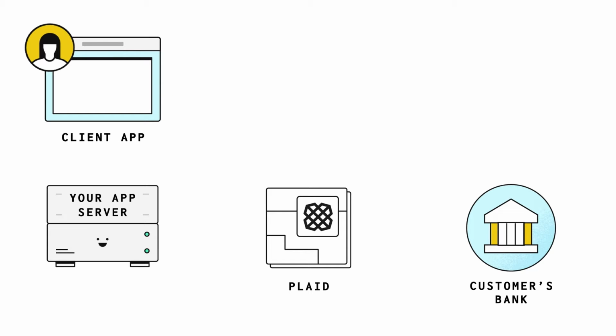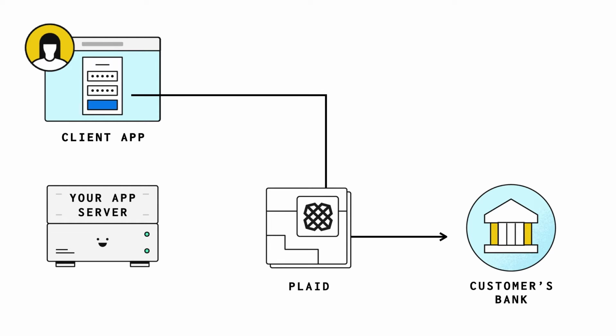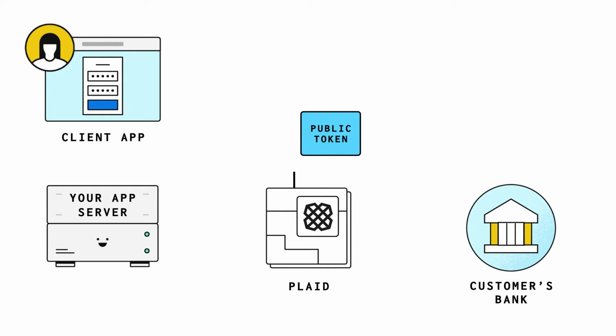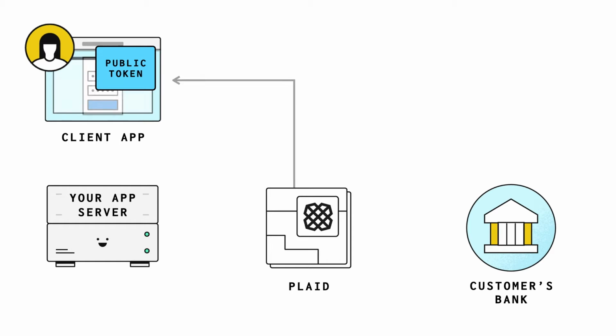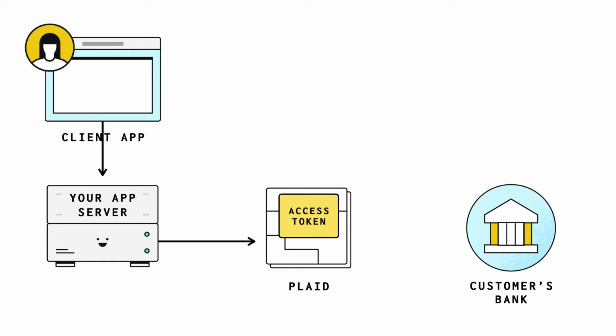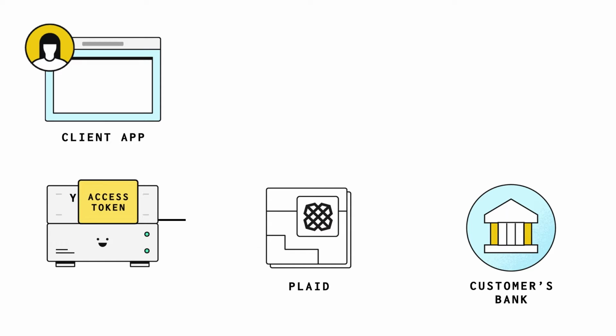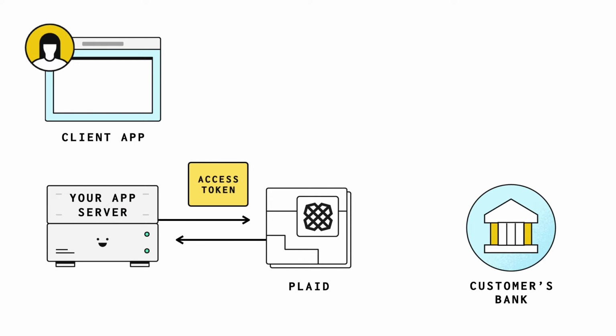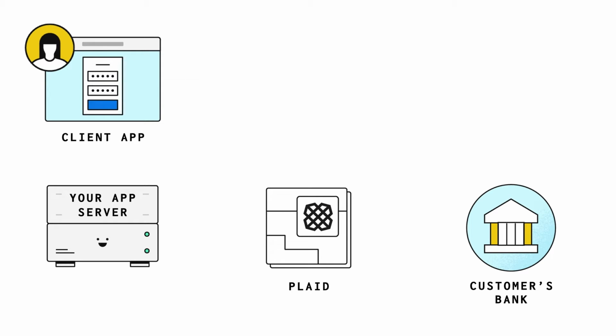Your client then initializes the link widget, and your user signs into their bank through Plaid. Plaid then returns a public token, which your client can then send to your server, which sends it off to Plaid, in exchange for an access token, which your server can then use to talk to the Plaid service on behalf of your user. With me so far? Again, if any of this is unfamiliar, check out the quick start video where I go over all of this in much more detail.